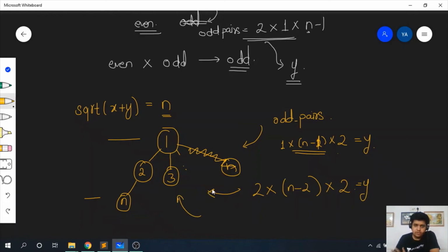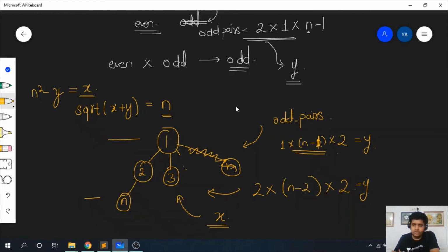And also one thing to be noted here, that we don't need to worry about the value of x, because if the value of y comes out to be correct, then the number of even pairs will always match, because n square minus y is equal to x.